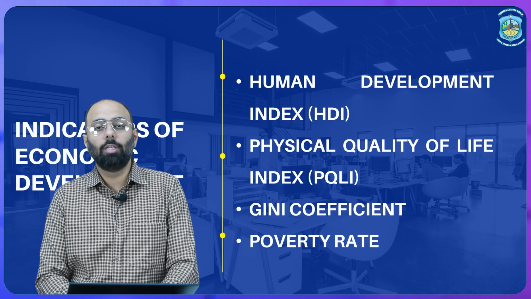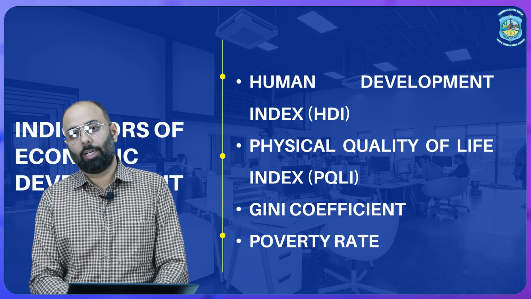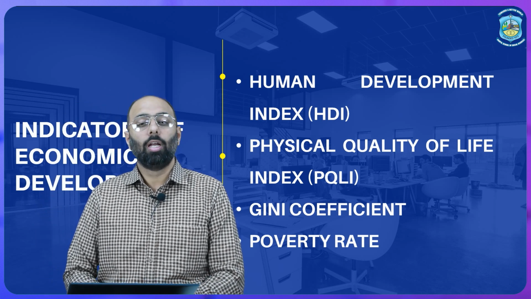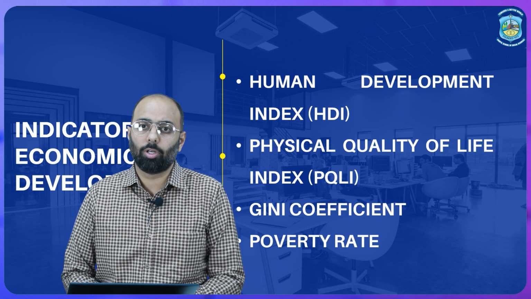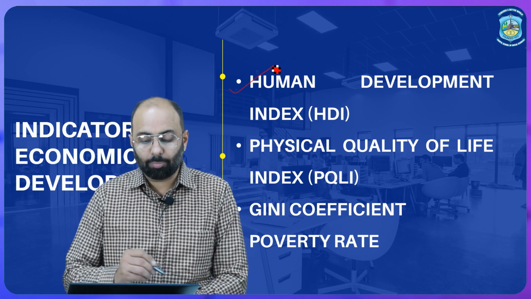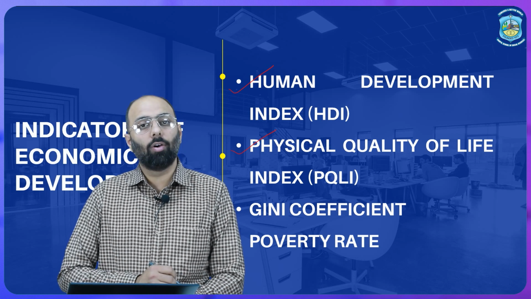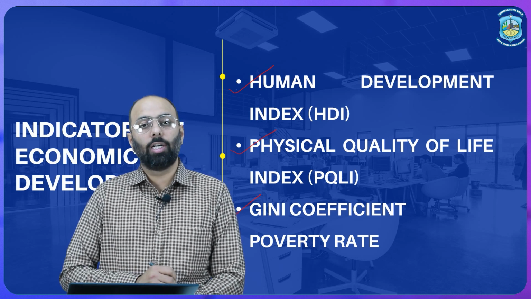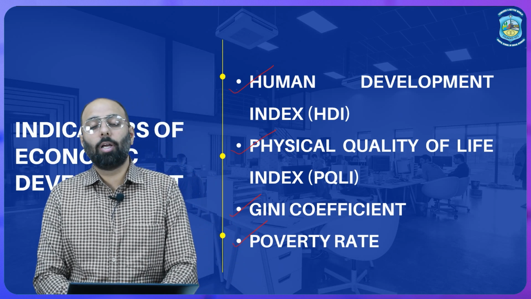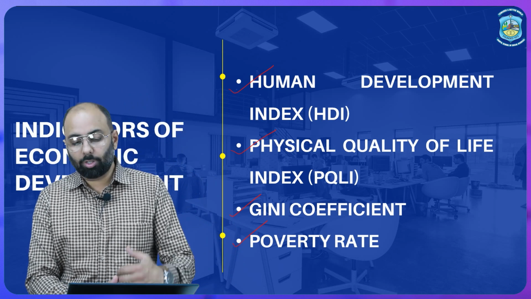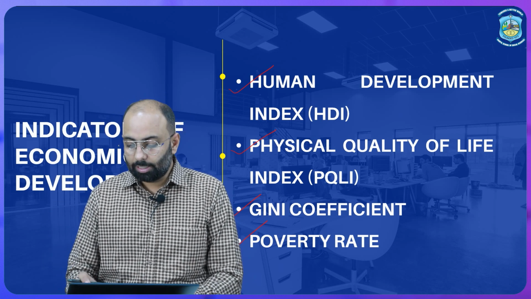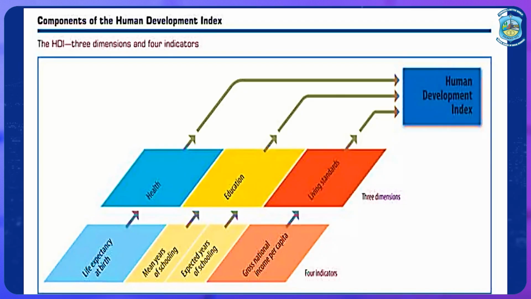Then let's talk about the basic indicators of economic development. Unlike the indicators of GDP, inflation and other benchmarks in economic growth, in economic development we have indicators like Human Development Index, Physical Quality of Life Index, Gini coefficient and poverty rate. These indicators are used for measuring the right economic development, because they show the overall picture of an economy, how well the economy is performing in which particular direction.